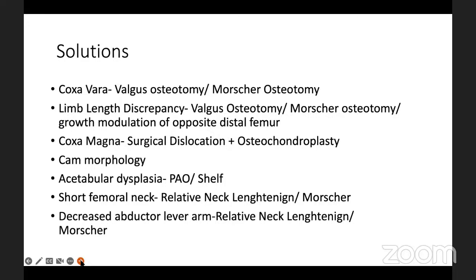So the possible solutions, if we look at each of the problems individually: for a coxa vara, we can do a valgus osteotomy or a Morscher osteotomy. For a limb length discrepancy, again, a valgus osteotomy will help to gain length. A Morscher osteotomy, or if there's a complete proximal femoral physeal growth arrest, a growth modulation of the opposite distal femur at an appropriate age might help.